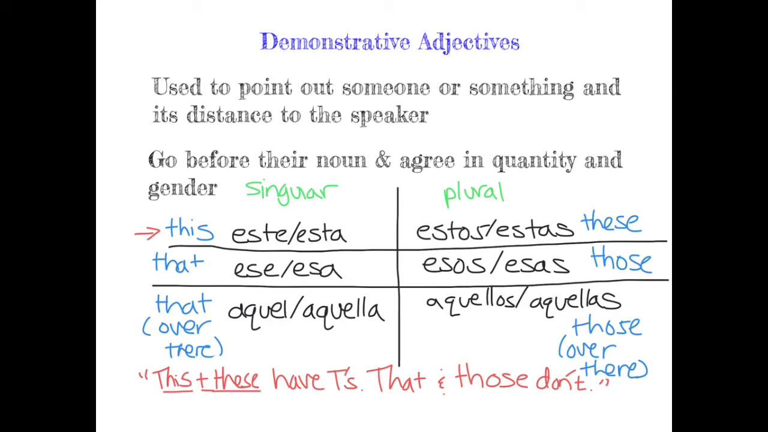Now, for spelling, just note that in the singular, this and that have e's at the end, but as plurals, it changes to an o. This little rhyme I took from our textbook that we use, Realidades, and it helps remind you how to spell it. This and these have t's, that and those don't. So use that to help you remember what your spelling should be.